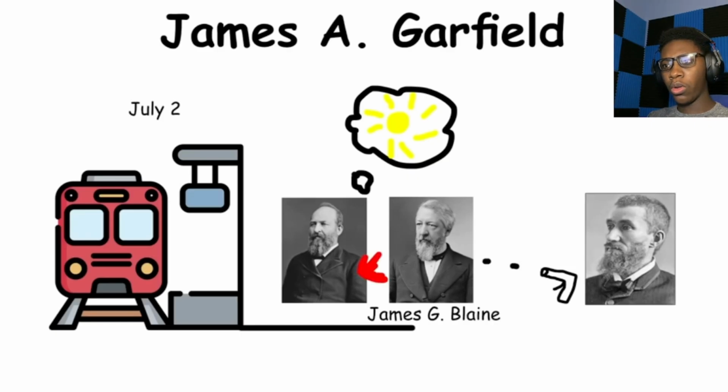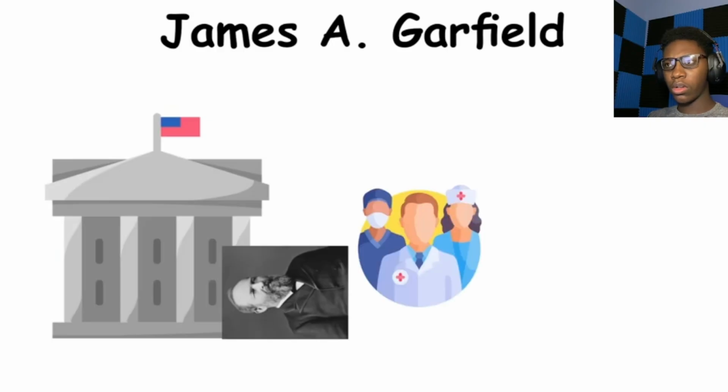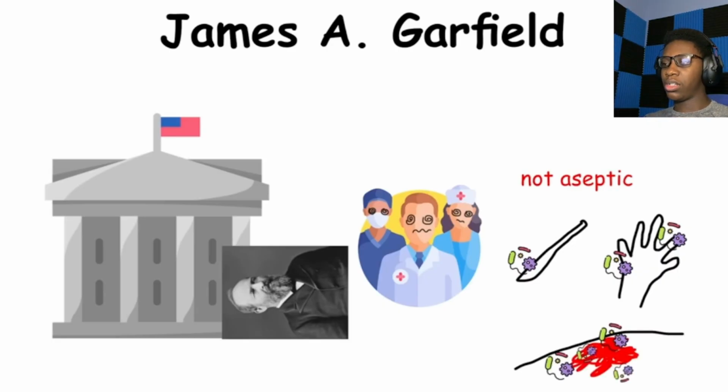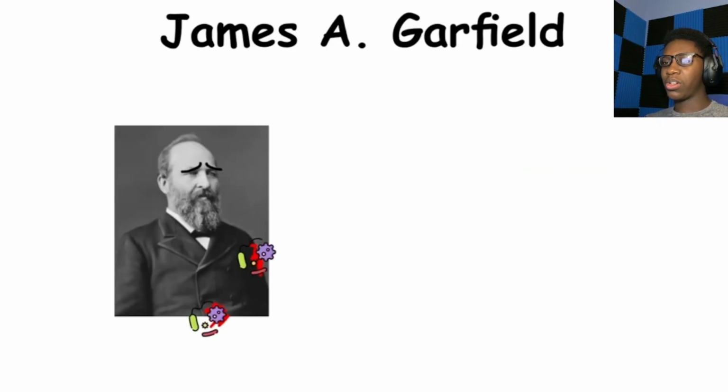One bullet hit Garfield's arm, while the other lodged in his abdomen. Garfield was taken to the White House, where he was treated by doctors who, unfortunately, made numerous mistakes. The medical practices of the time were not aseptic, and doctors used unsterilized instruments and hands to probe Garfield's wound repeatedly, searching for the bullet, which led to severe infection.